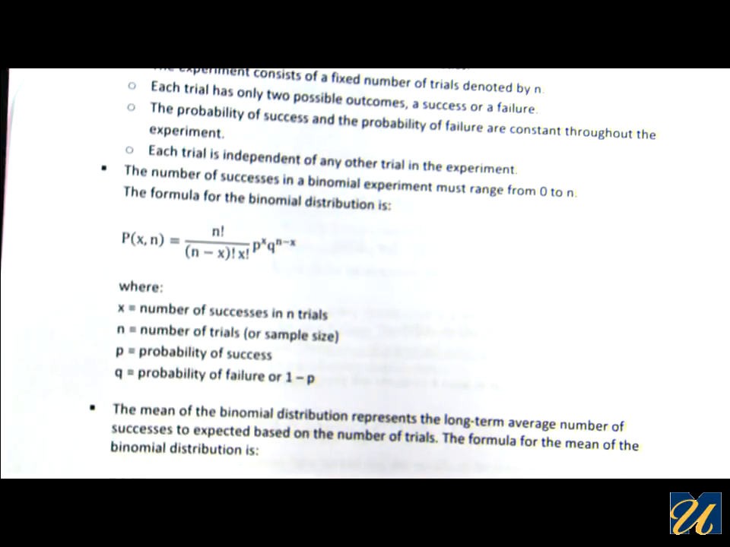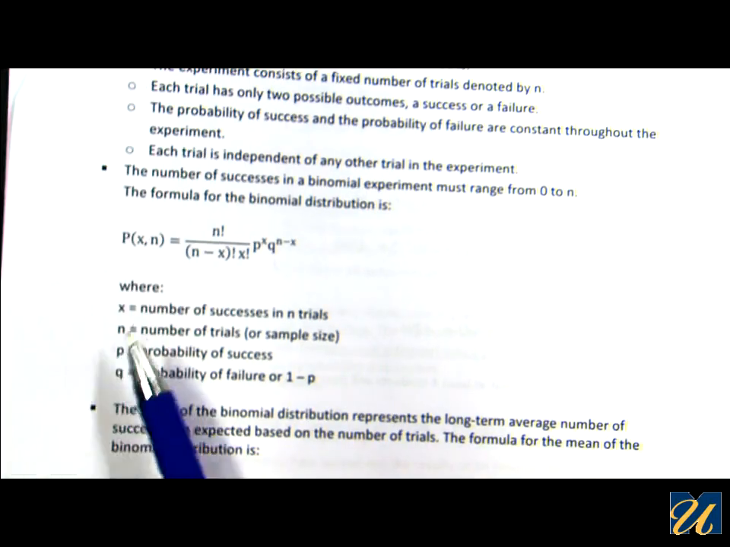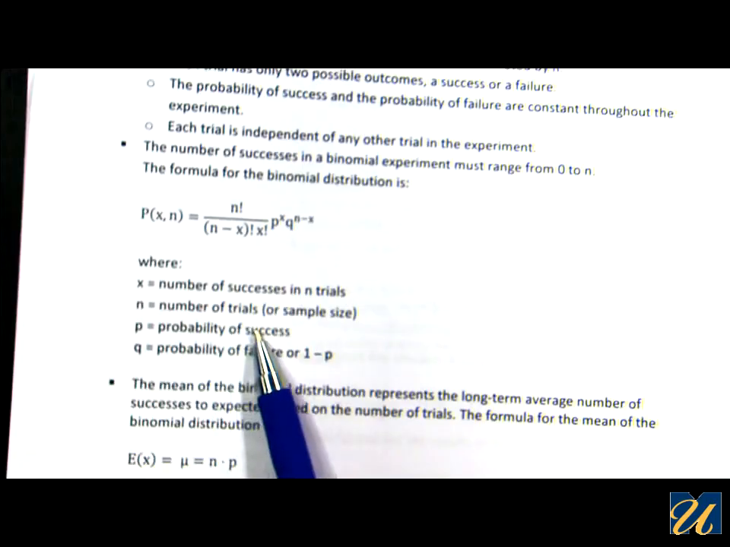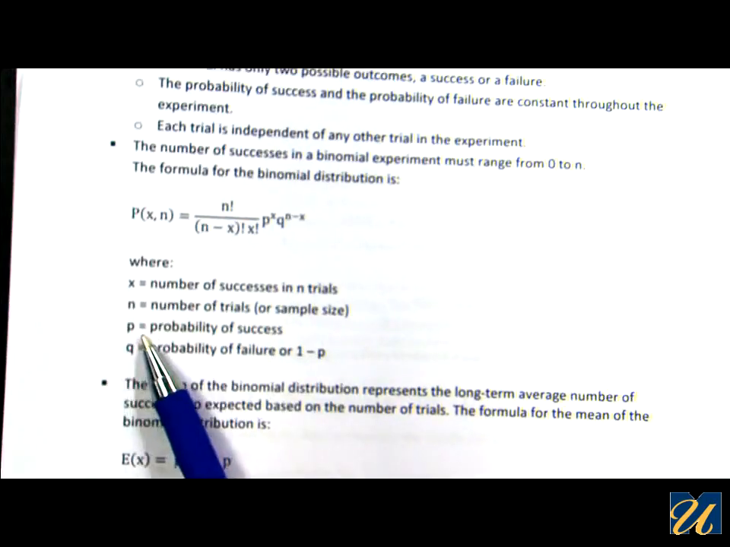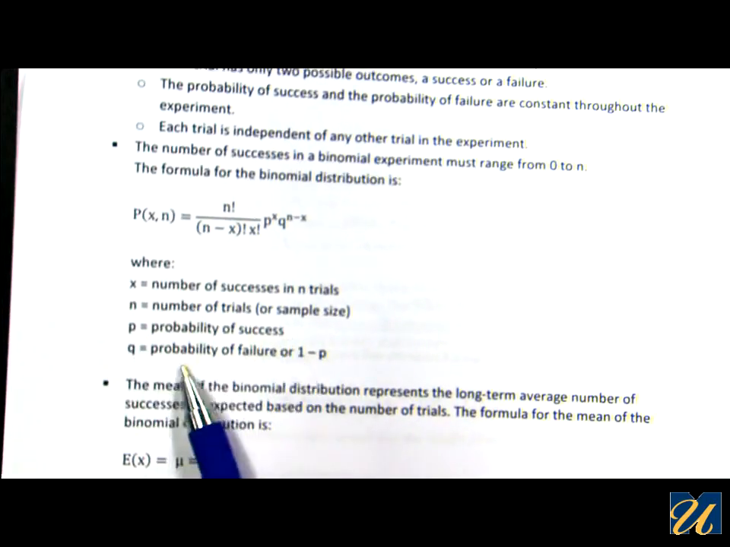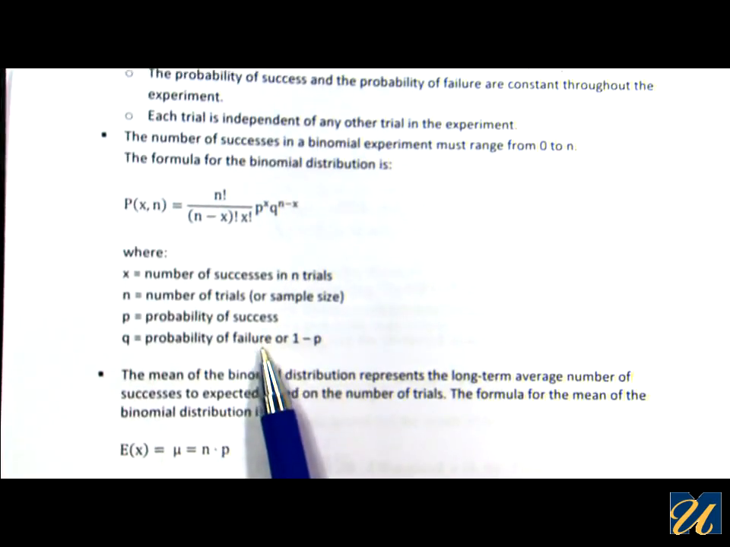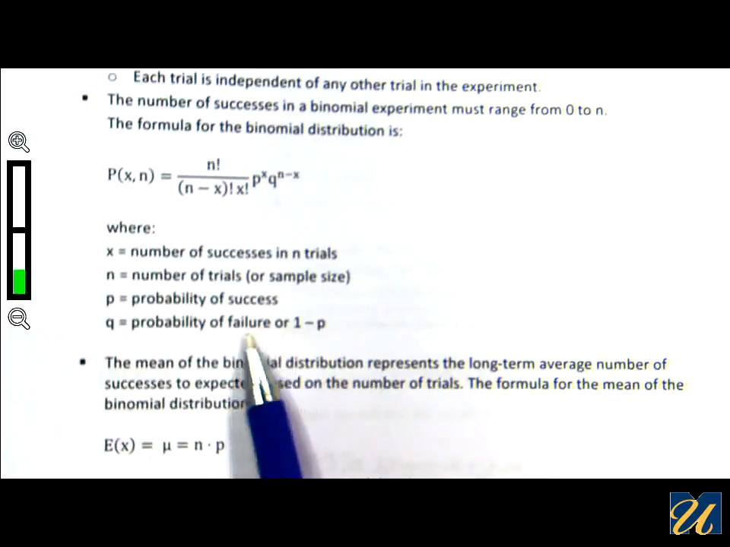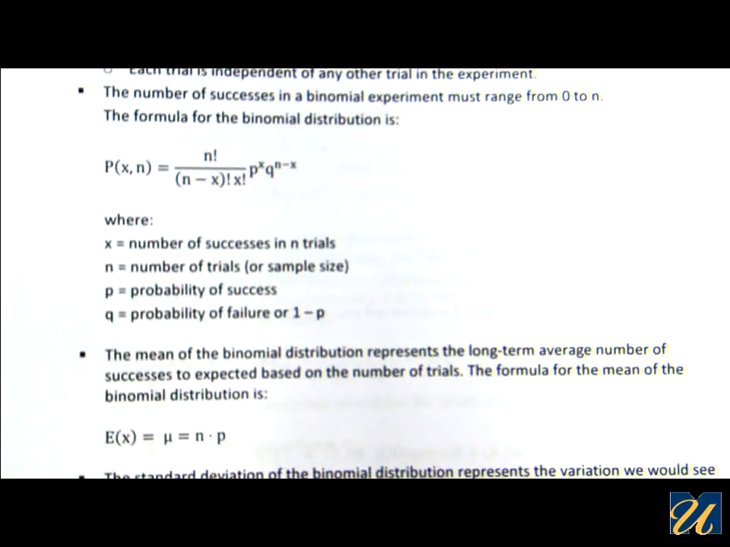So x is the number of successes, n is the number of trials, your sample size, p is the probability of success, q is the probability of failure, which you always find by taking 1 minus p. P plus q will always have to add up to 1.